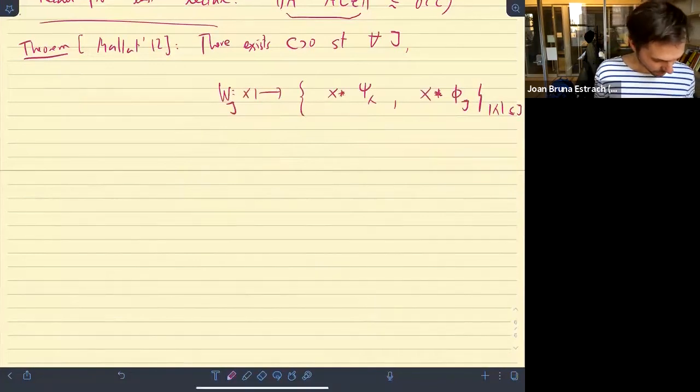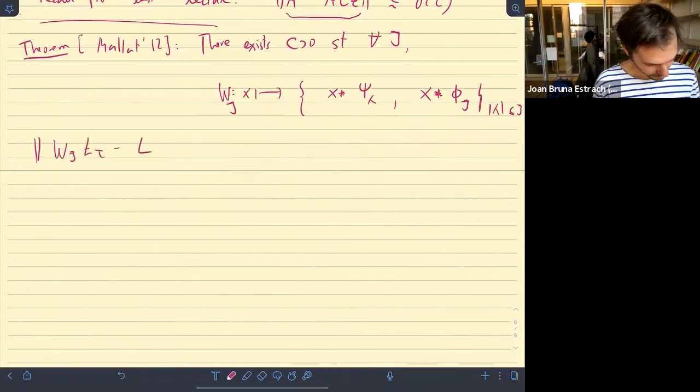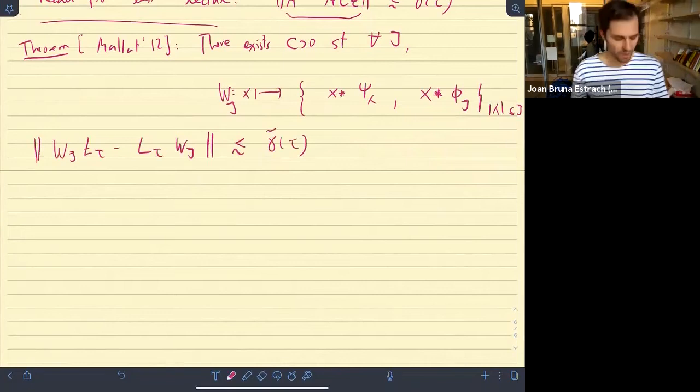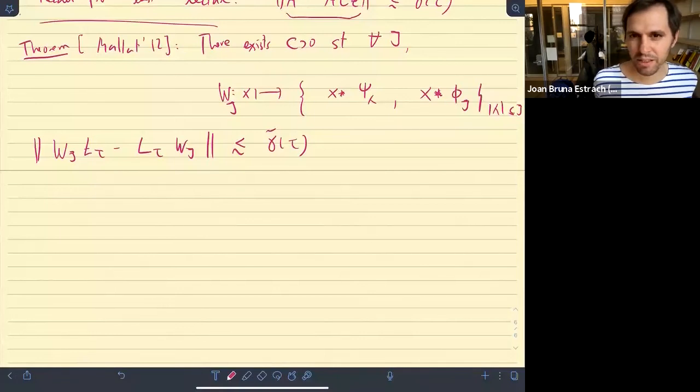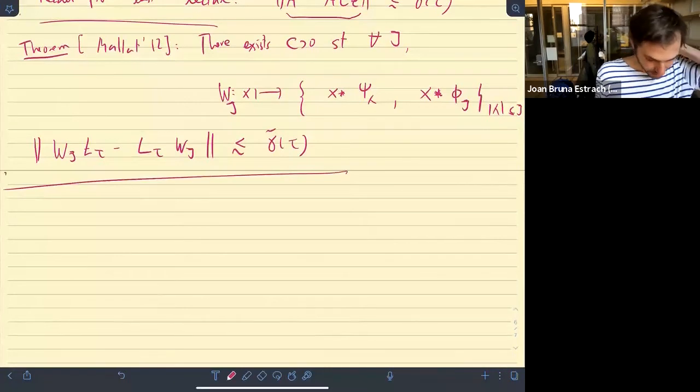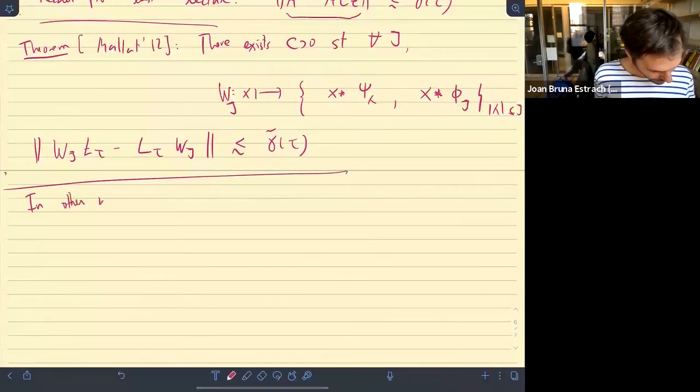Right. So what we know is that this family of filters satisfies that the norm of Wj times L tau minus L tau Wj is smaller than some deformation cost. It doesn't matter for us here, and it is not exactly the one that we saw last week, but it's basically the same. You don't need to worry about the details. Okay? So the consequence of this result is important.